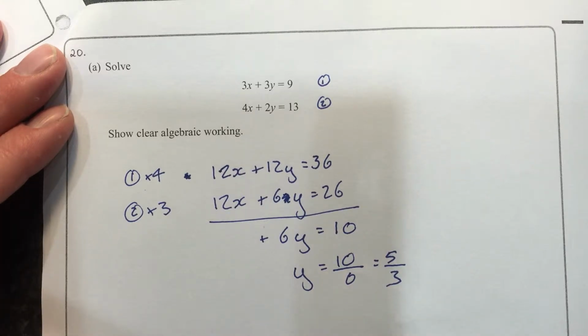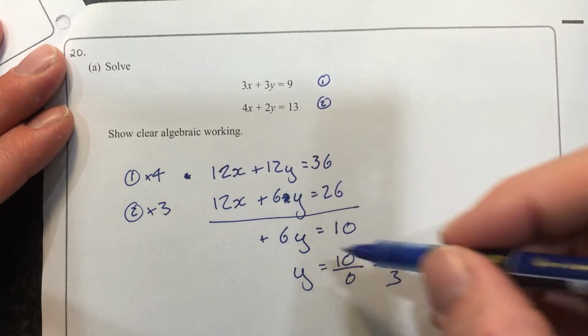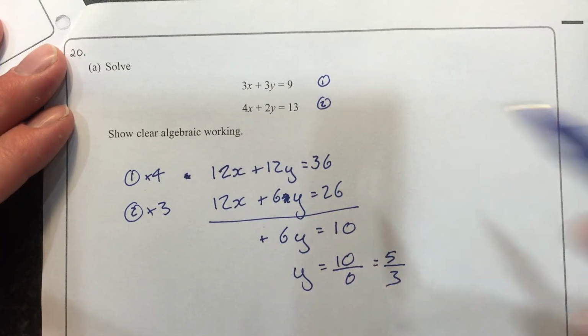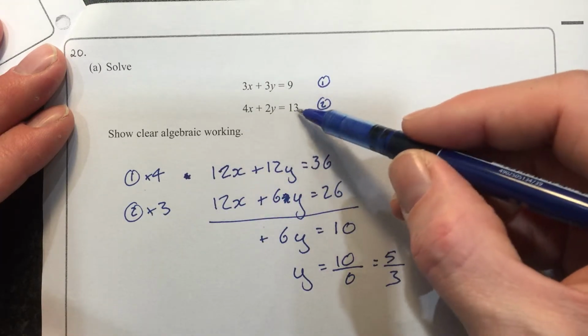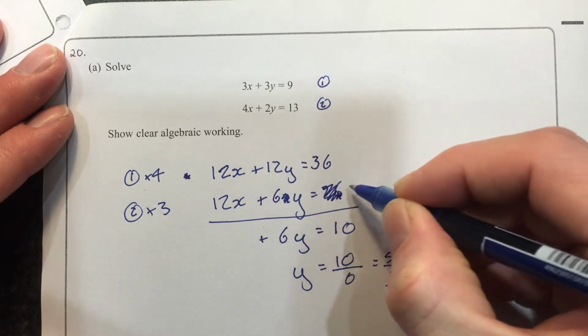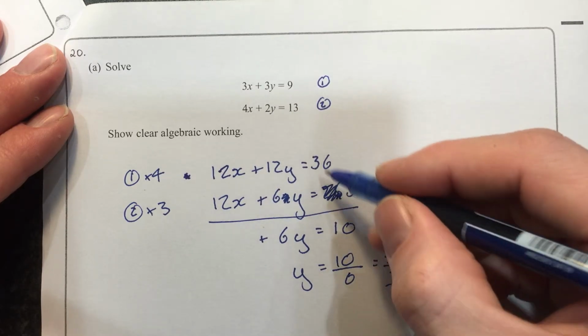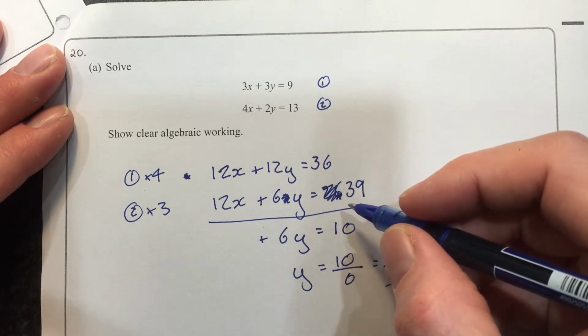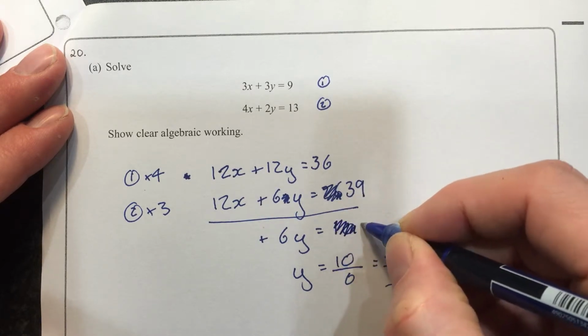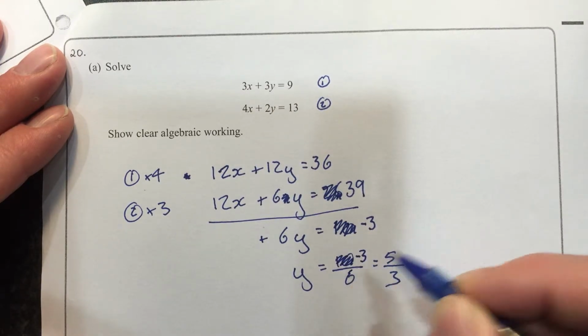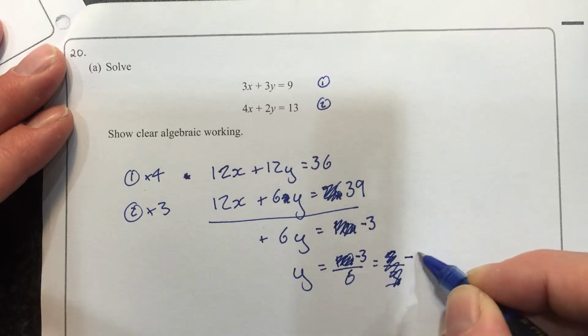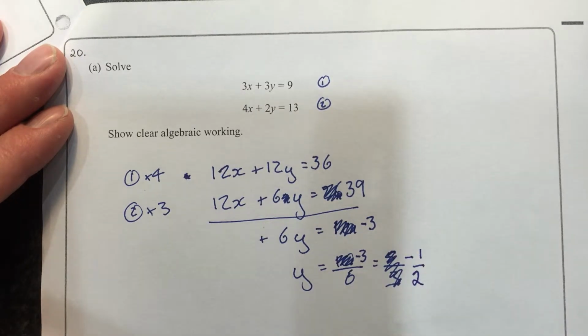And then I'm going to get, actually it looks like I've made a mistake here. 13 times 3 is not 26. Looks like that's going to be 39. Then when I take these away, that's going to give me negative 3 actually. So negative 3 over 6, so that's negative 1/2. Sorry about that.